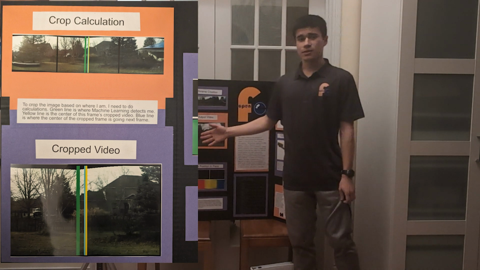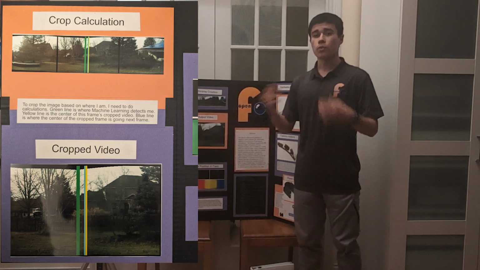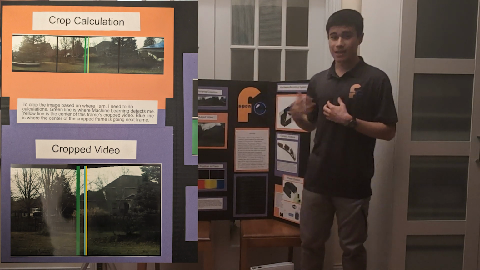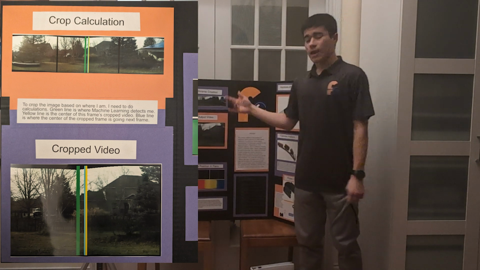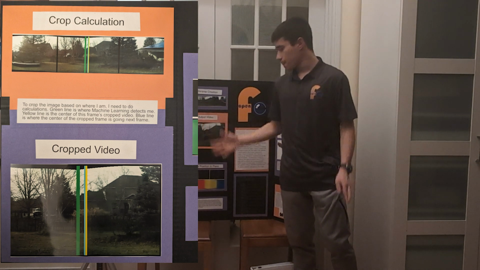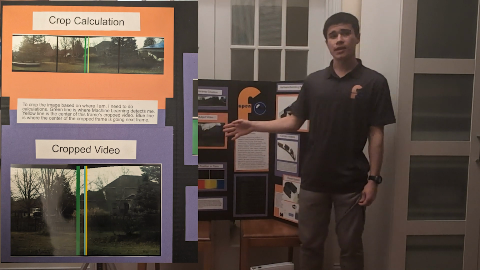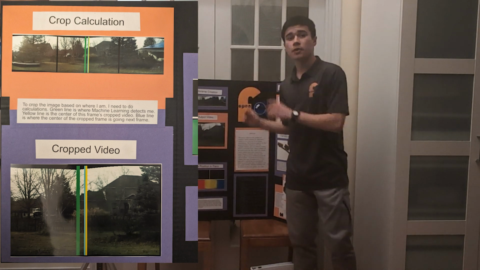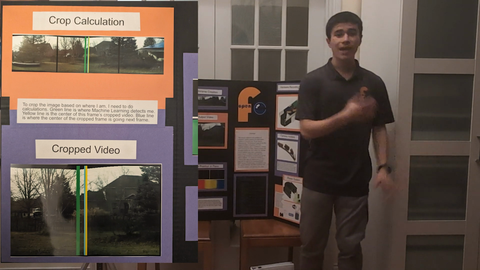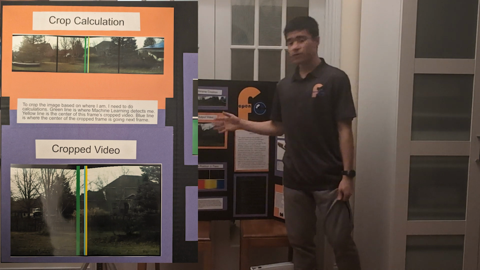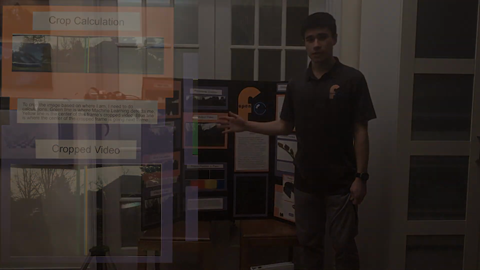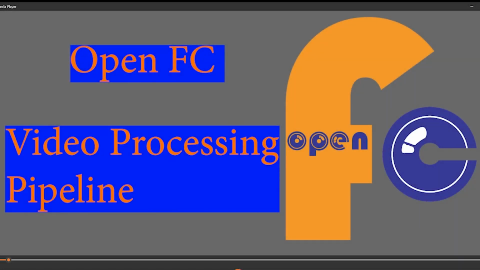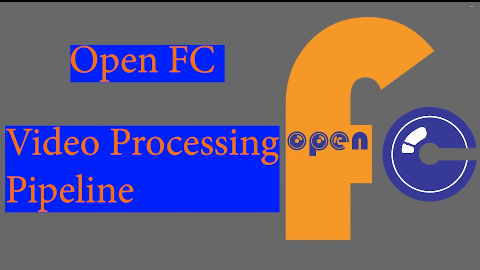So in this picture, you can see the green line, which is where the machine learning detected me, the yellow line, which is the center of the cropped video, and the black line's the cropped video. And if you can see, the teal line is where the cropped video is gonna move next frame to catch up to me. And by doing this every single frame, I'm able to create a cropped video that follows me around.